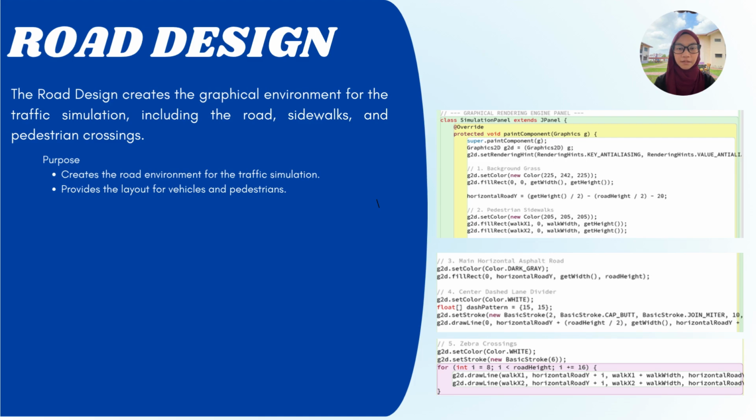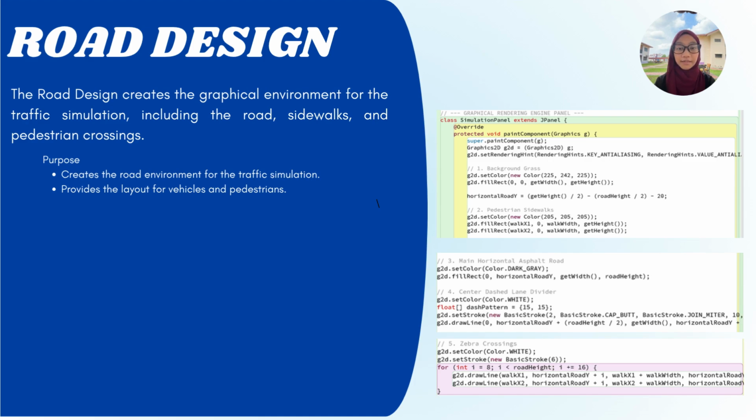Now I will explain how these components are implemented in the code. First, the FillRect method is used to draw the main road and the sidewalk. The road is displayed using a dark gray color to represent asphalt, while the sidewalks are drawn in light gray to separate pedestrians from the road.